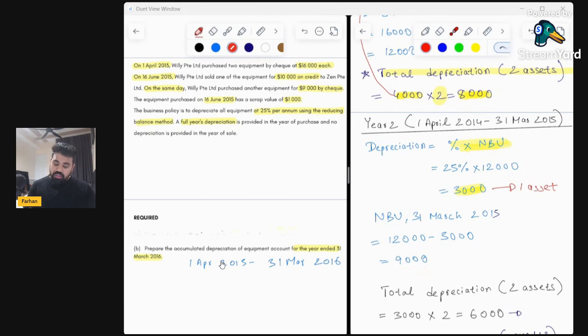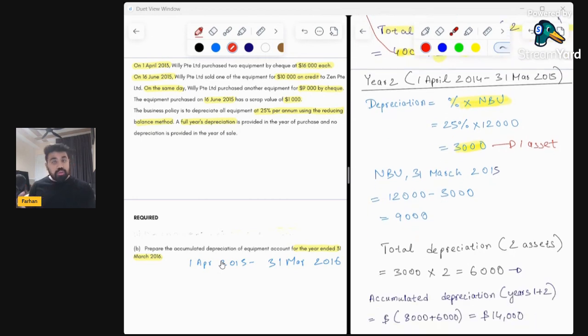Now, what do we want to do? We want to find the total depreciation expense, all right, for two assets combined. So the total depreciation expense is the amount which we are going to report in the income statement under the expenses section, all right? So the total depreciation expense for two assets is basically $3,000 for one of these assets, which we had calculated earlier, multiplied by 2 altogether, which gives us $6,000, okay?